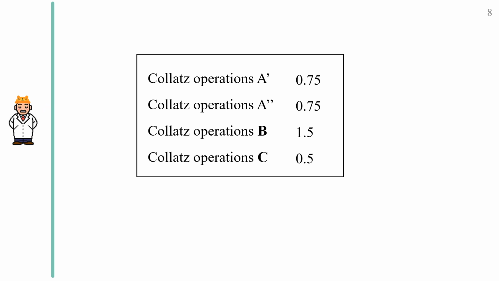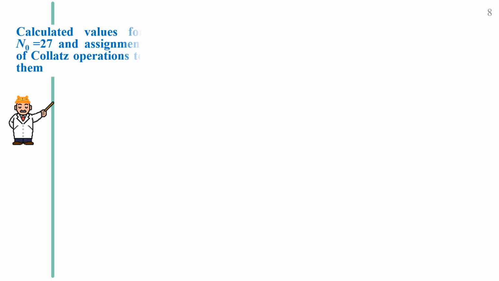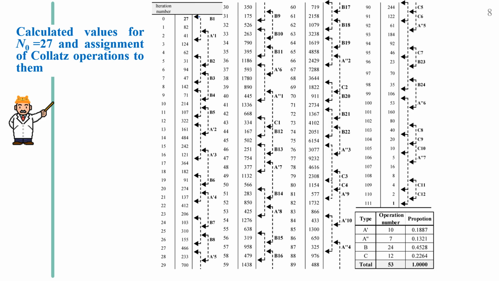The changes in the iterative calculated values when n_0 equals 27 are shown in the table. 53 Collatz operation types can be assigned to these values. When we perform the calculation using the rates of change mentioned earlier, the final calculated value becomes 0.834.